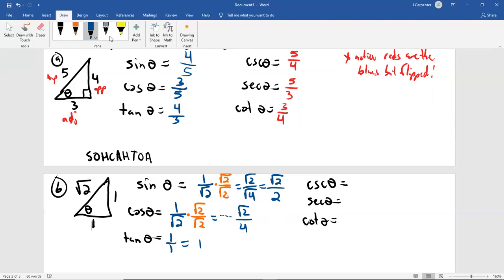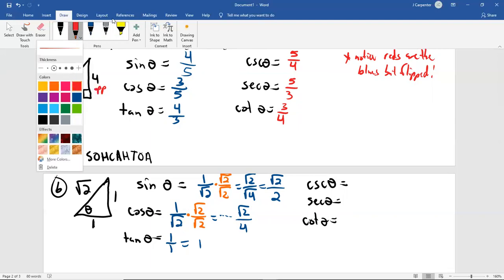Okay, well, what about these other three? I didn't leave as much room for them, interestingly enough. Do you think maybe I've got to do this again? Maybe not, maybe not, maybe not. Let's see what happens. So let's make my orange red again.